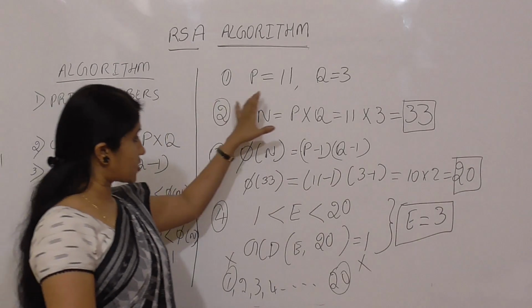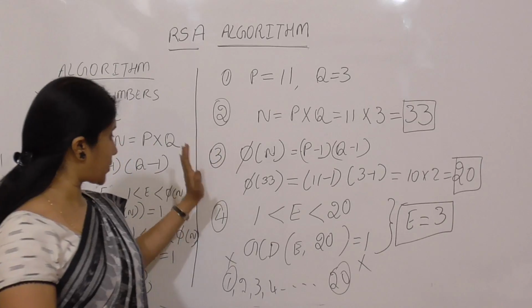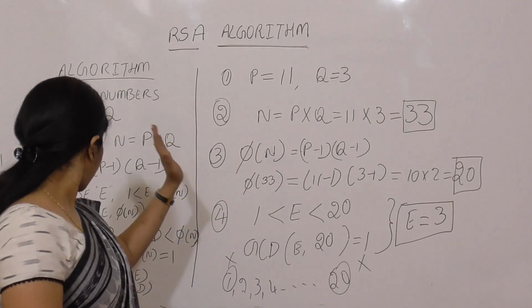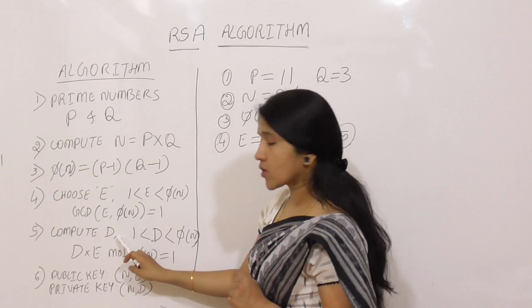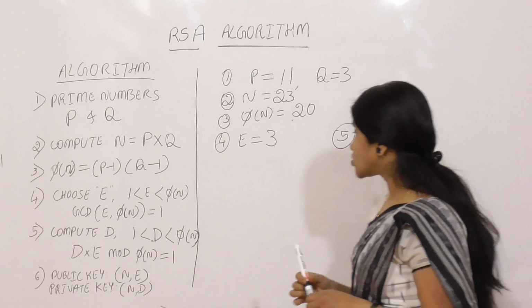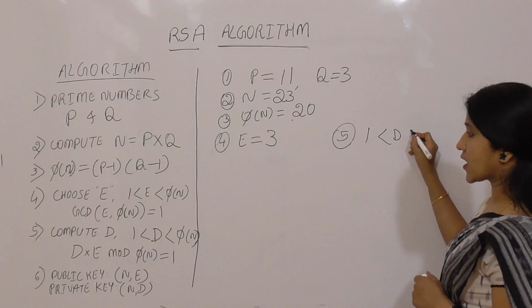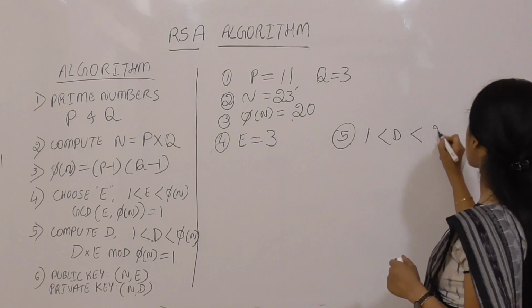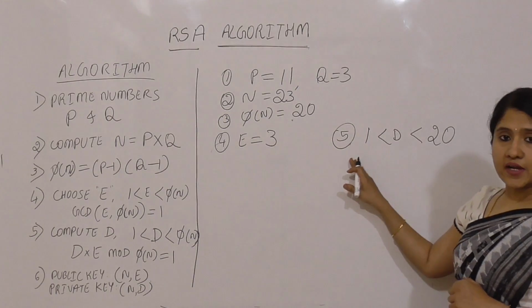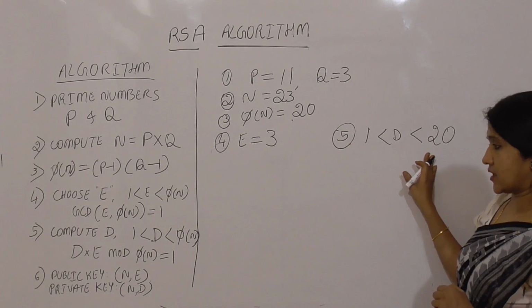I just summarize all these values in the top, so I need some space to write up the 5 and then 6 conditions. Now let me compute D in step 5. How should I compute my D? D should be greater than 1 and less than phi of n. What is my phi of n? 20. So my D should be greater than 1 and less than 20, right?